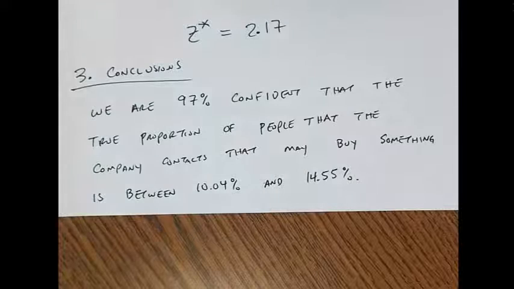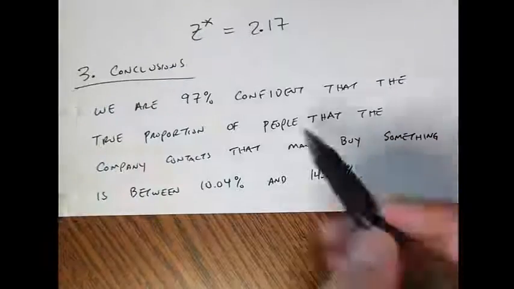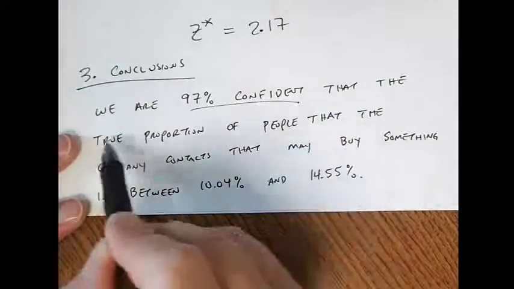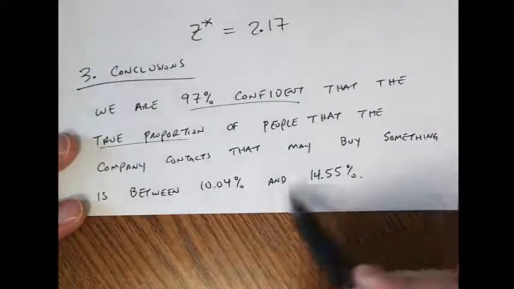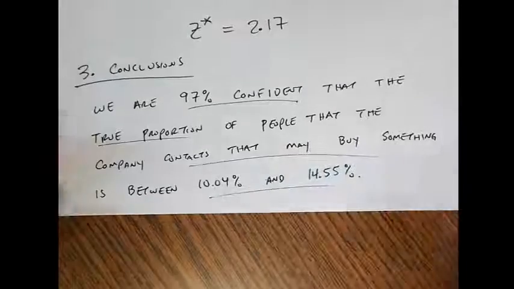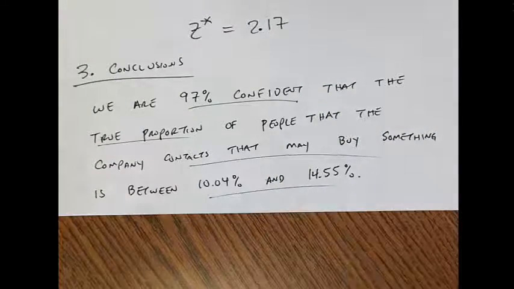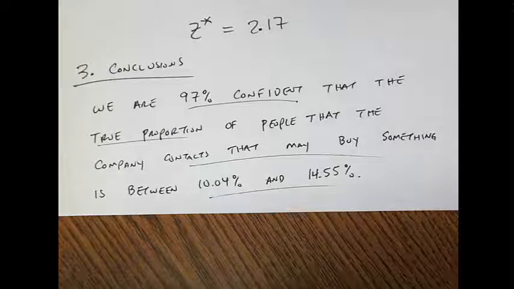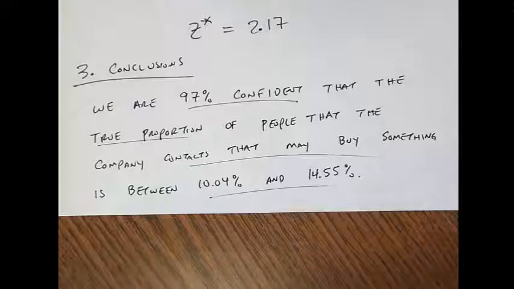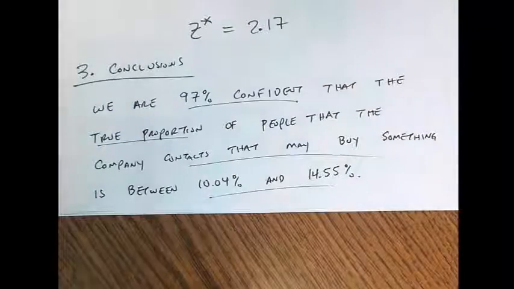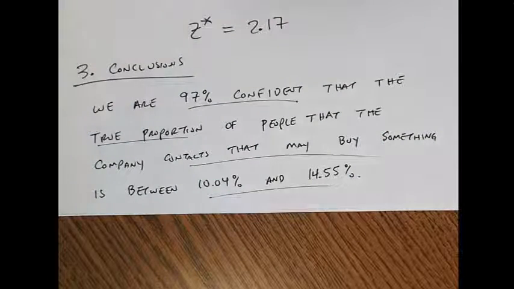So we are 97% confident that the true proportion of people that the company contacts that may buy something is between 10.04% and 14.55%. So again, notice what this has: confidence level, true proportion, context, and the interval. So these pieces have to be in every single one of your interpretations. Make sure that you have that in your interpretations for a complete interpretation of a confidence interval.